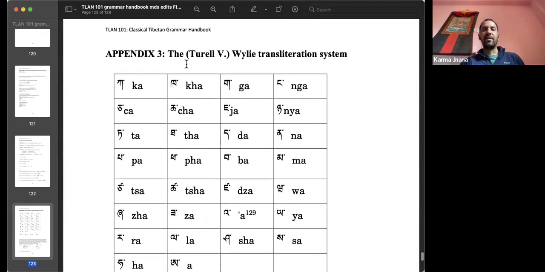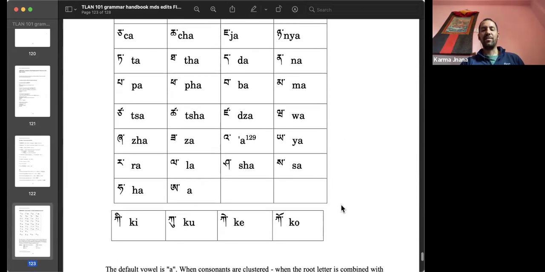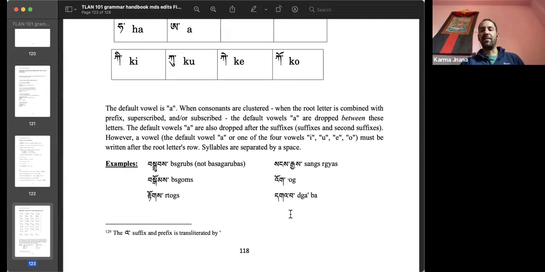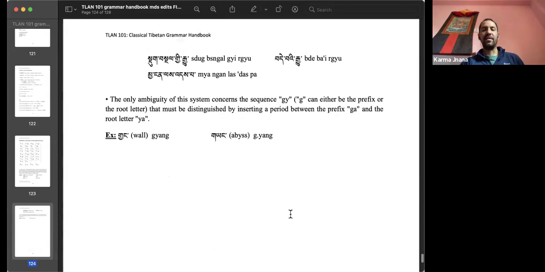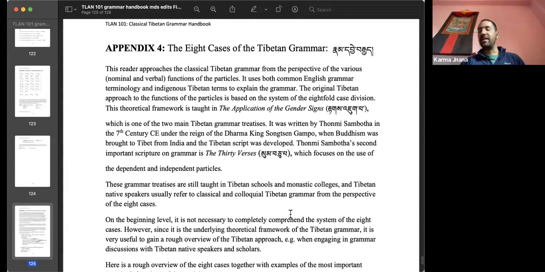Then we have the Wylie writing, which we learned really soon after we learned how to read. So nothing new here. These are some examples of how to write Wylie. And then the eight grammar cases. I thought this is good to mention now.